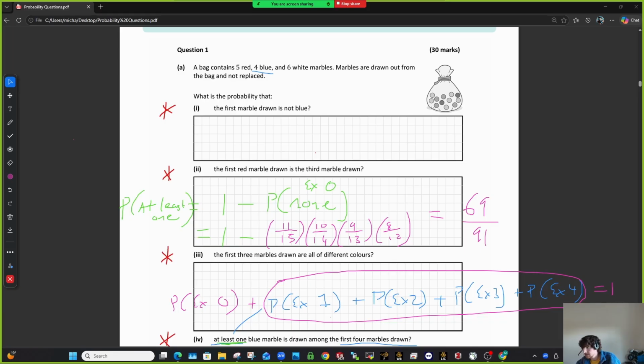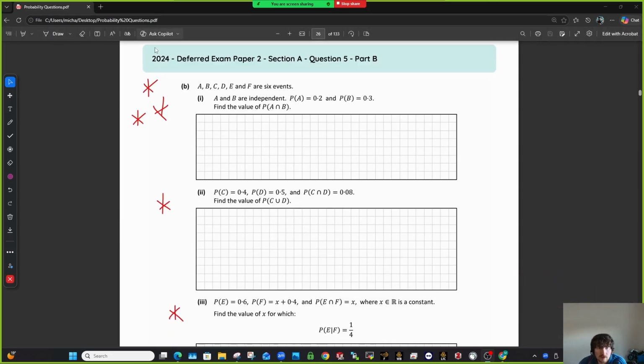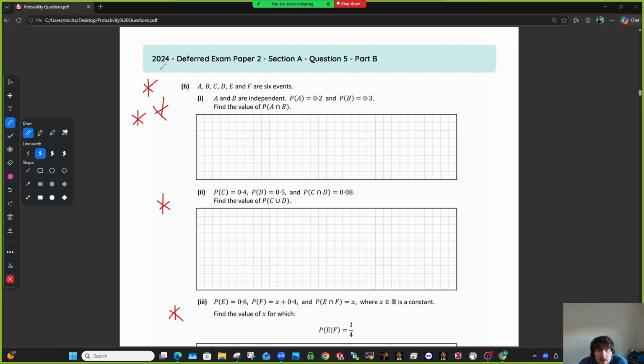Right, I'll clear this away. Okay, so I've scrolled through the document to see where I've got the next marks. So we're making decent progress here. So this is a deferred exam in 24. So A, B, C, D, E, and F are 6 events, right? And we just talk about 2 of the events here. A and B are independent. You're told their probabilities here, and you're told to find their intersection.